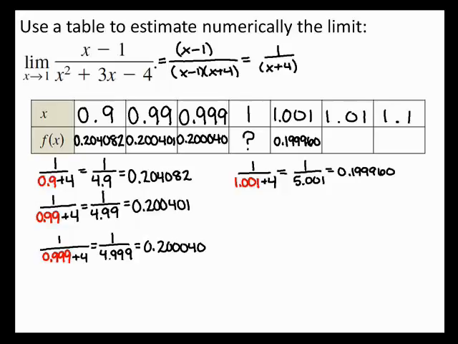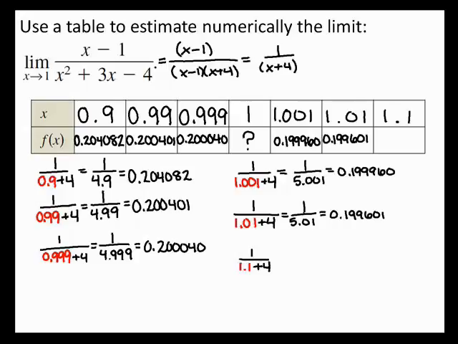Substitute 1 and 100th into 1 divided by x plus 4. Simplify 1 and 100th plus 4. Simplify 1 divided by 5 and 100th. You find that f of x is approximately equal to 199,601 millionths.